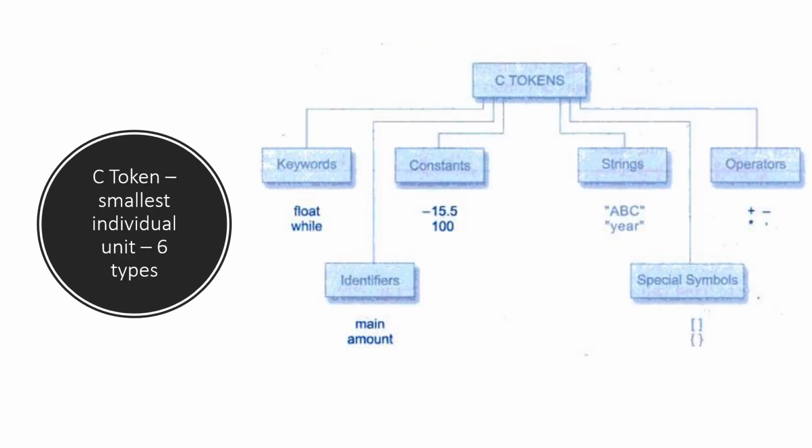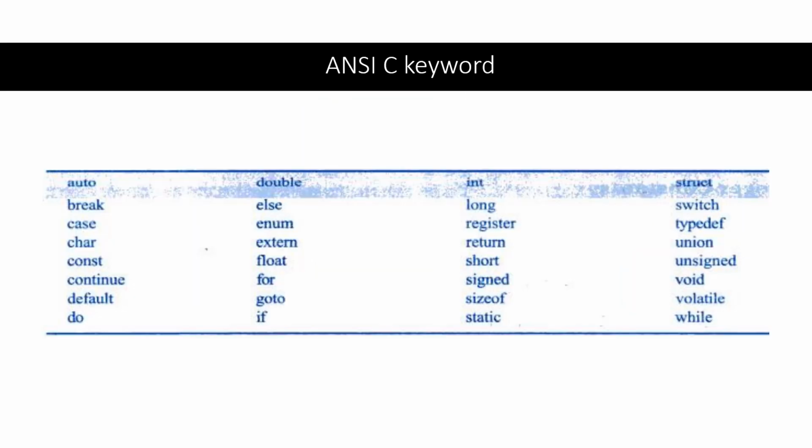We have the term token, which is used in the C language. It means the smallest individual unit, and there are six types of tokens. They are the keywords, of which we have 32, and the identifiers, which are user defined. Then we have the constants, the strings in double quotes, the special symbols, and the operators. These are the six individual units, and combined they are known as tokens.